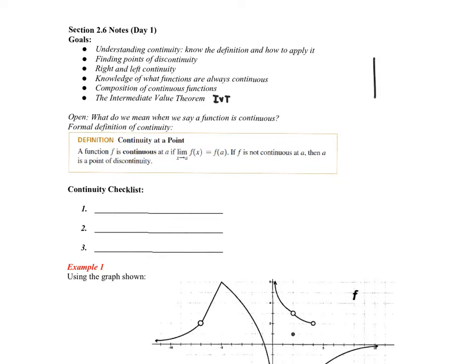So here's a function where f of x is continuous at x equals a. Okay, because the limit as x approaches a, which we could say would be, I don't know, for example, 1, is equivalent to f of a.